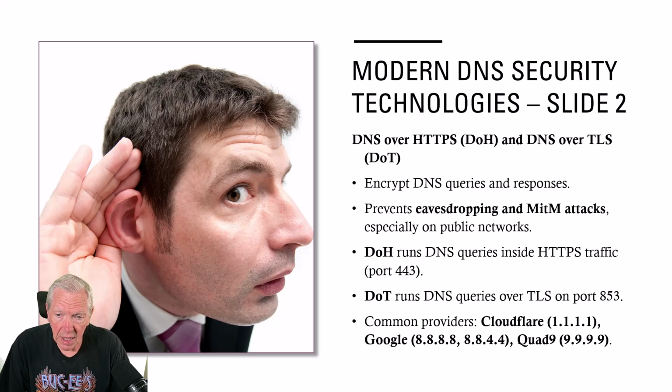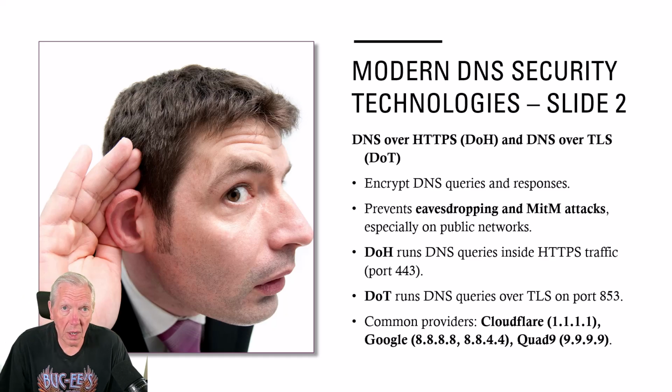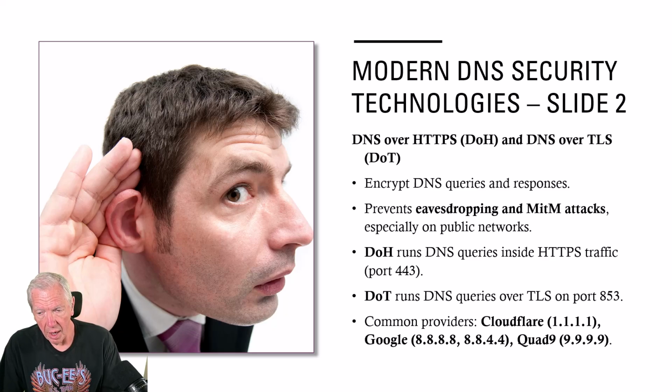Now, DOT runs DNS queries over a different TLS port. It is 853. You probably want to commit these to memory. And then some common providers are Cloudflare 1.1.1.1, Google 8.8.8.8 and 8.8.4.4. There's a British company, I think they're British, called Quad9, and they use 9.9.9.9.